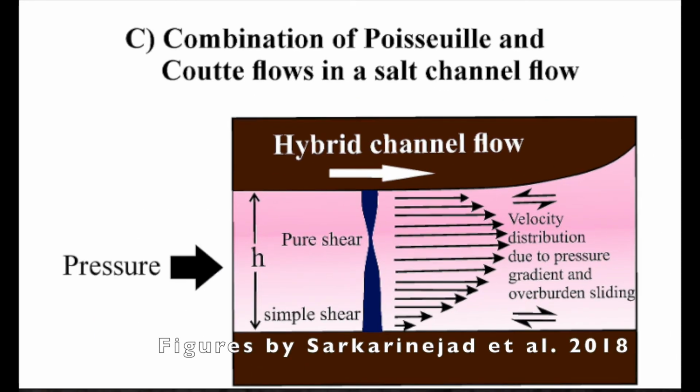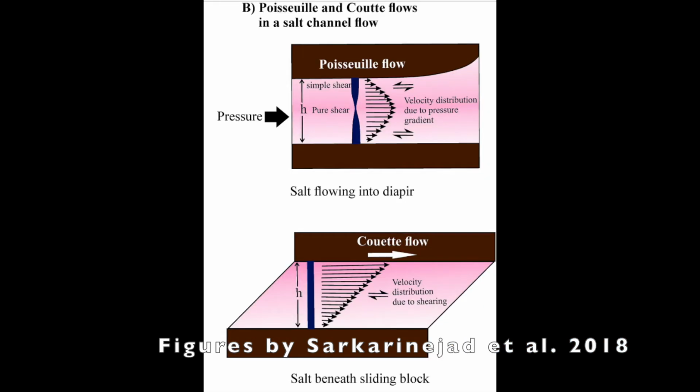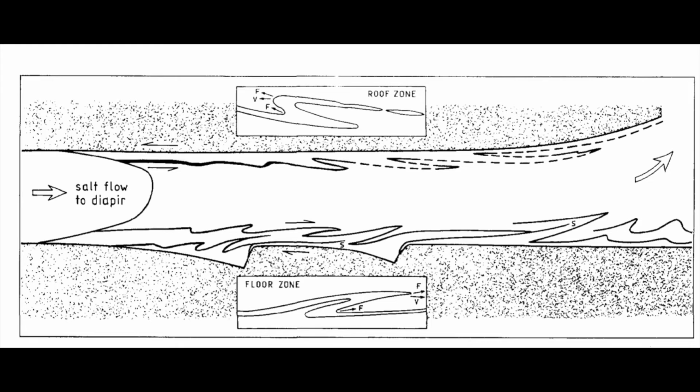To facilitate the movement of salt towards the diapir, two flows are formed. First, a Poiseuille flow is formed. Then, as the sediments above become unstable, a Couette flow forms. As the salt flows towards the diapir, it encounters steps on the rigid bedrock above and below the salt layer. This creates folds that get progressively accentuated, so that sheath folds form as they flow closer to the diapir.